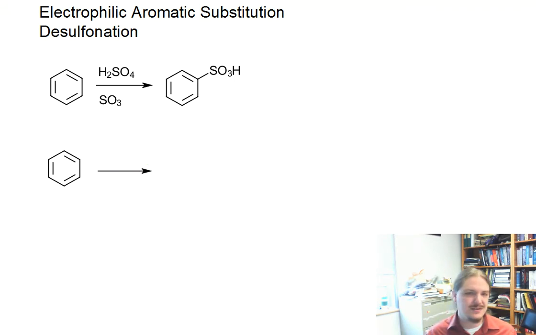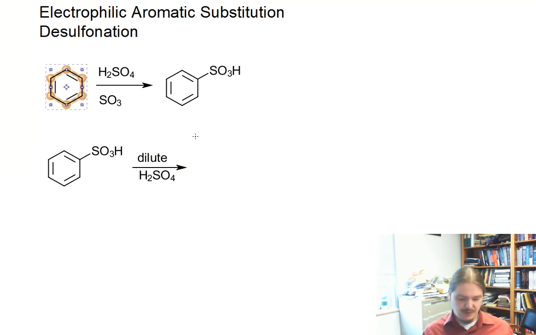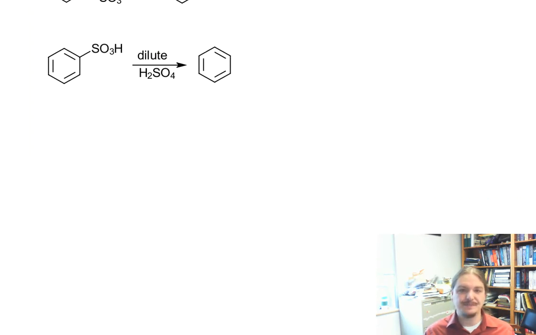And it's reversed in interestingly similar conditions using dilute sulfuric acid. So the forward reaction, or the sulfonation reaction, occurs in the most concentrated sulfuric acid that you can get, sometimes sulfuric acid that is saturated with sulfur trioxide. And then the reverse reaction, which regenerates benzene, happens in dilute sulfuric acid.